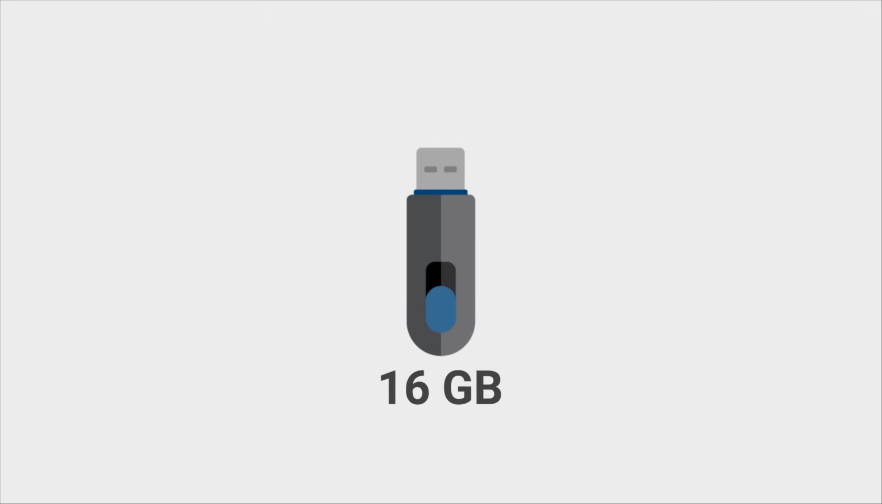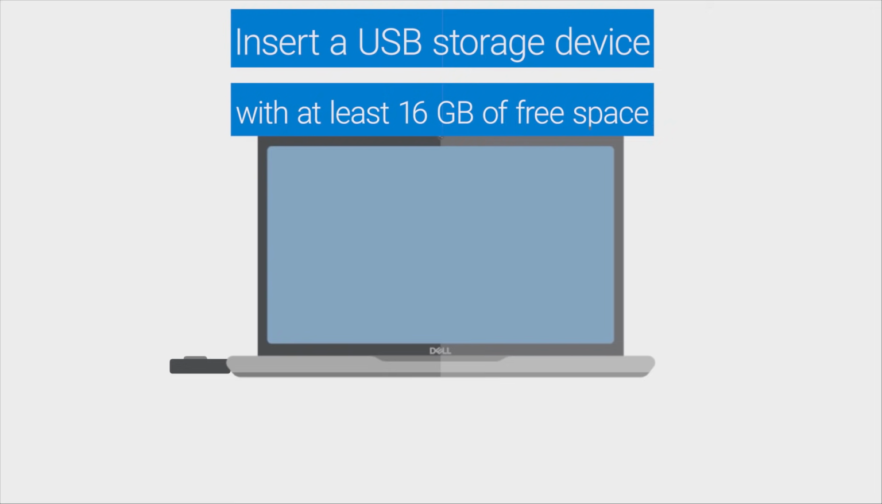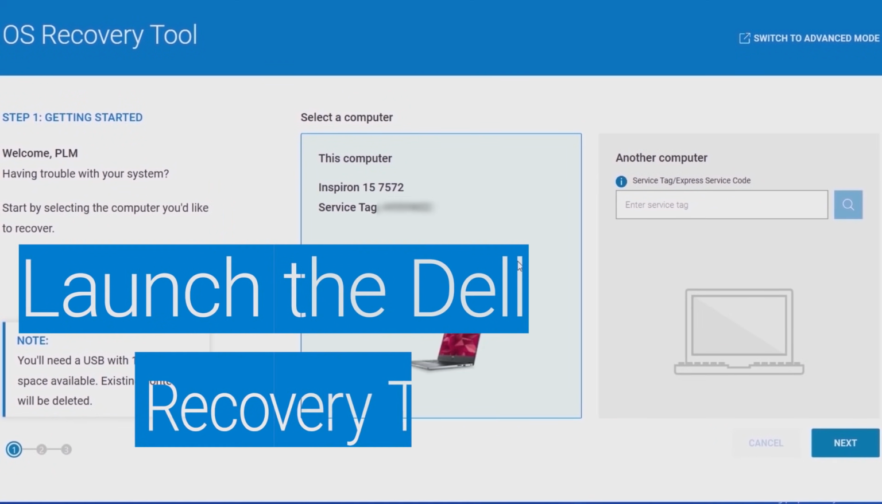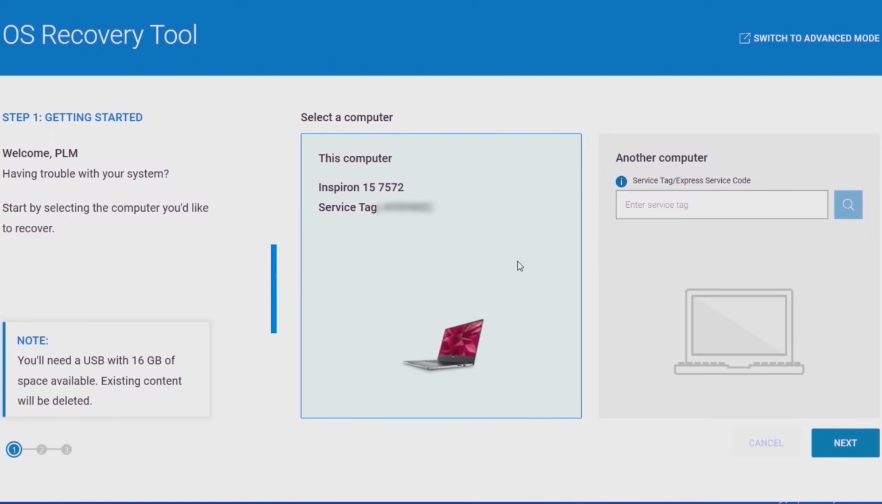If nothing's worked so far, then it's time to try recovering the operating system. In order to do this, you will need to create a SupportAssist operating system recovery media. Insert a USB storage device with at least 16 GB of free space. Launch the Dell OS Recovery tool.